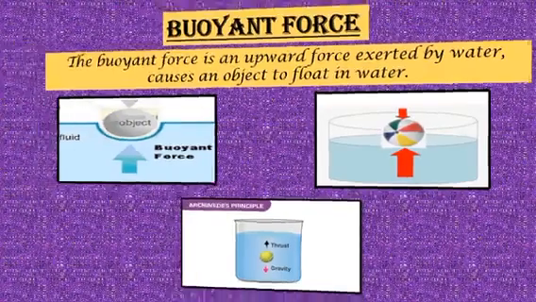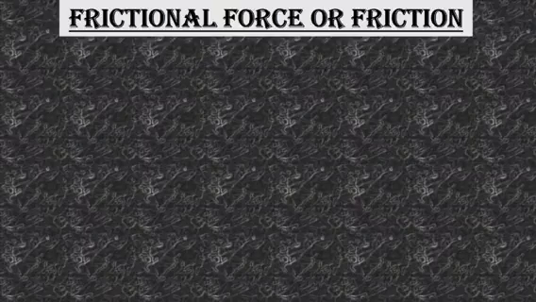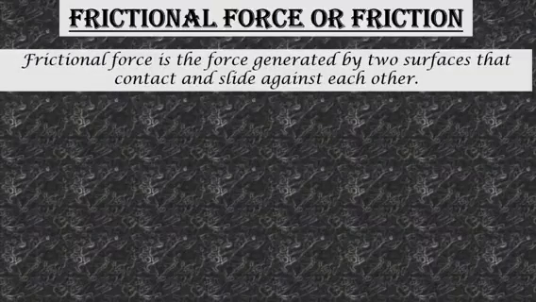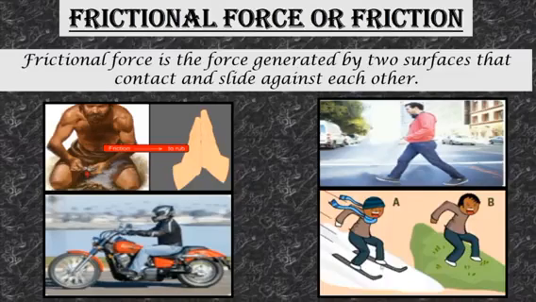The next type of force is the frictional force or friction. Frictional force is the force that tries to stop the movement of objects across a surface. It is the force generated by two surfaces that contact and slide against each other. It always acts in a direction opposite to the direction of movement of the object. It can slow down the movement of an object or stop it from moving altogether.